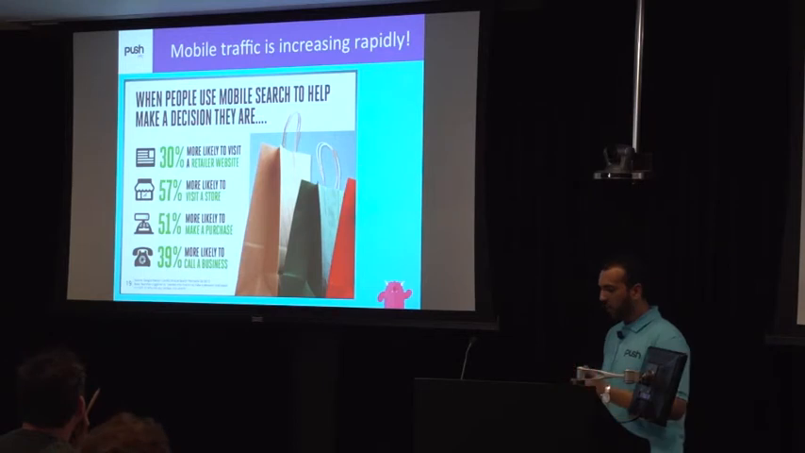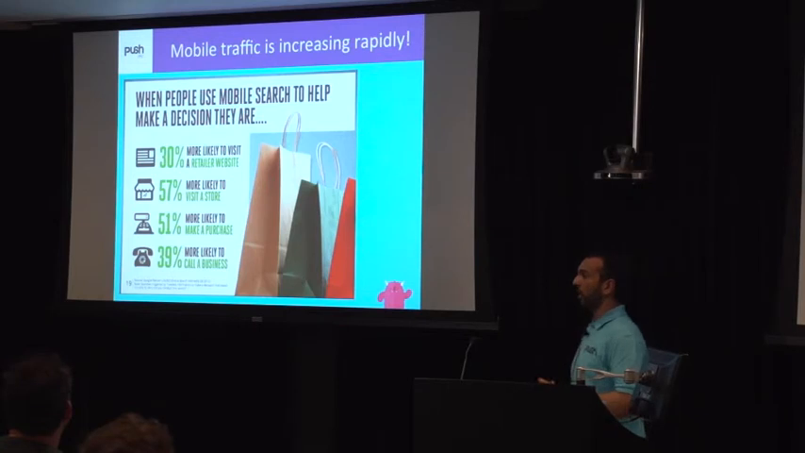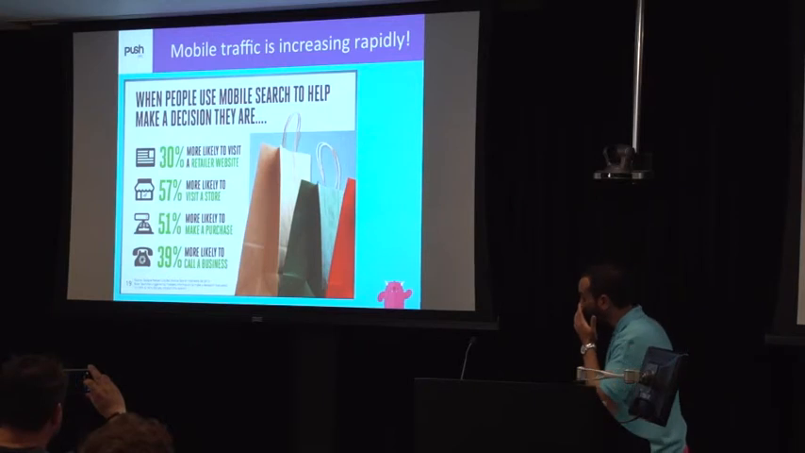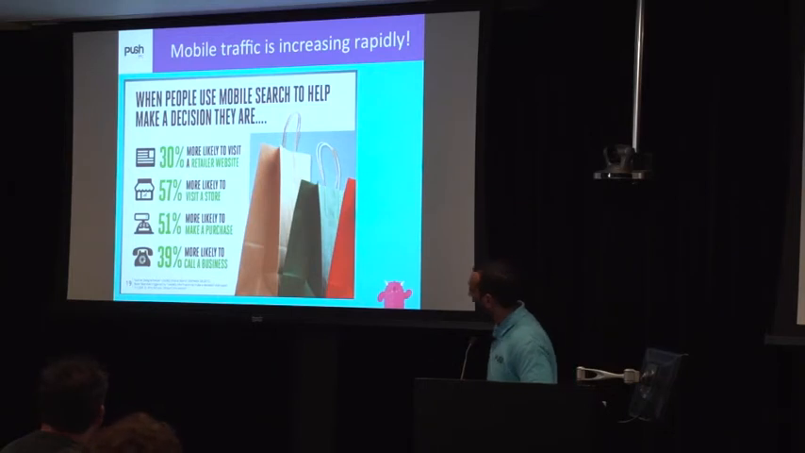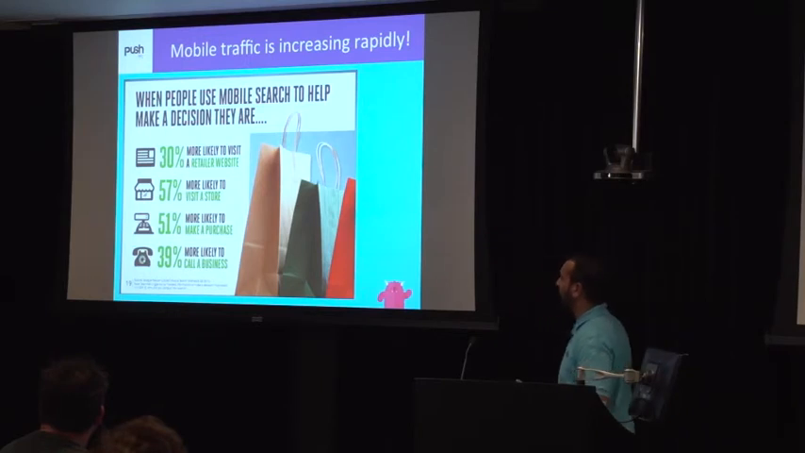So I just want to touch now on the influence of an increase of mobile traffic and how Google Shopping has adapted to it. I'm just going to go through these stats, which are quite interesting, and I'll start from the lower percentage to the highest. 30% of people are now more likely to visit a retailer's website. They are 39% more likely to call a business. They are 51% more likely to make a purchase, and 57% more likely to visit a store after searching on mobile.